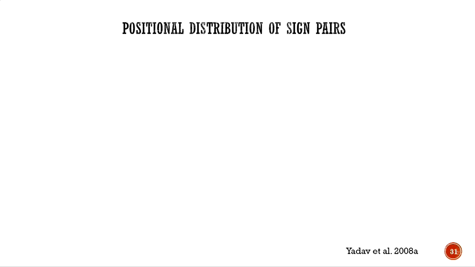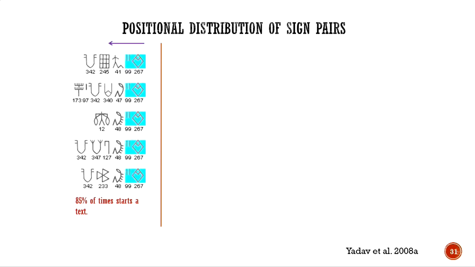So that brought us to the second piece of analysis, and that was the positional distribution of these frequent sign sequences. We did this for pairs, triplets as well as quadruplets. I'm just showing you the pairs. If you take a look at the most frequent pair in the Indus text, the diamond-shaped sign followed by the two-stroke sign, 267, this is the most frequent pair, and 85% of the time it starts the Indus text.